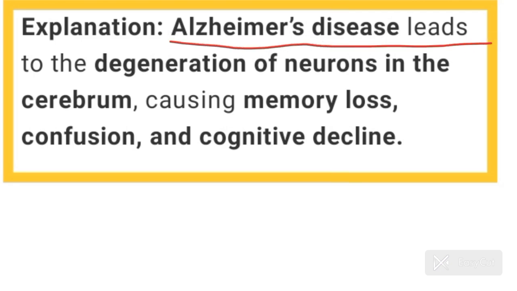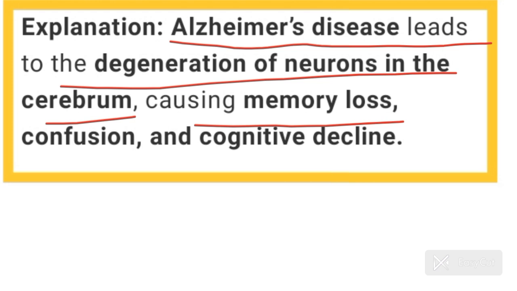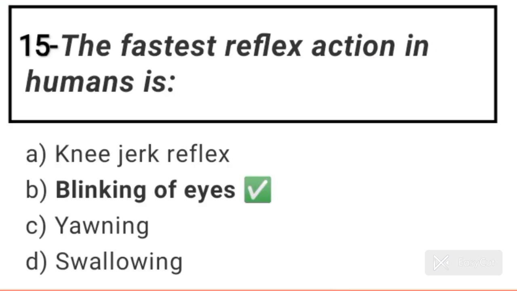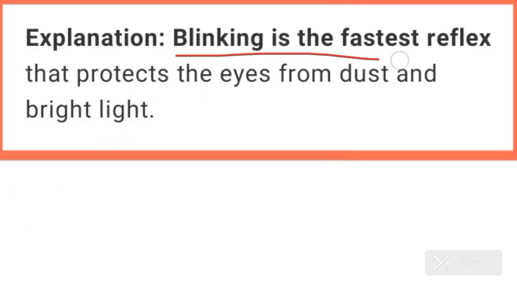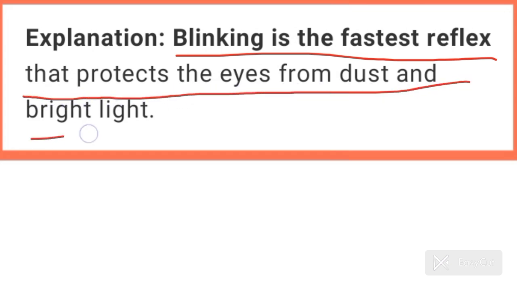Alzheimer's disease leads to degeneration of neurons in the cerebrum, causing memory loss, confusion and cognitive decline. Question number 15. The fastest reflex action in humans is. Answer is option B. Blinking of eyes. Blinking is the fastest reflex action that protects the eyes from dust and bright light.